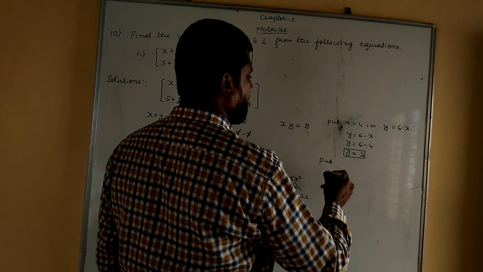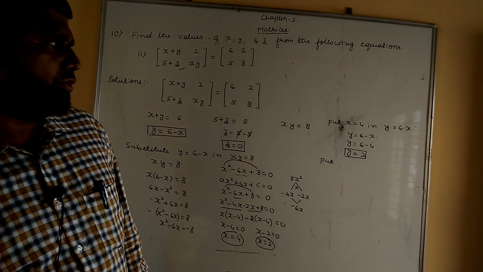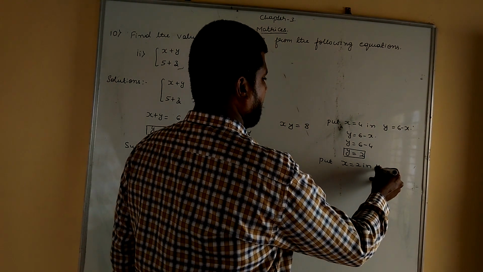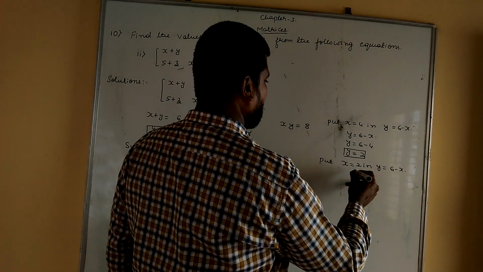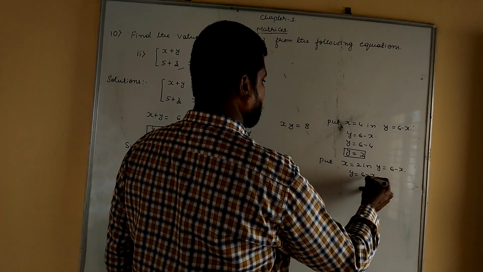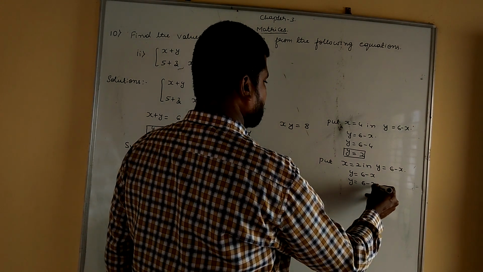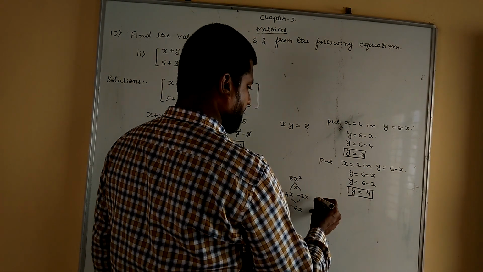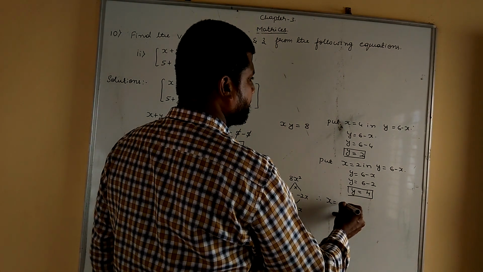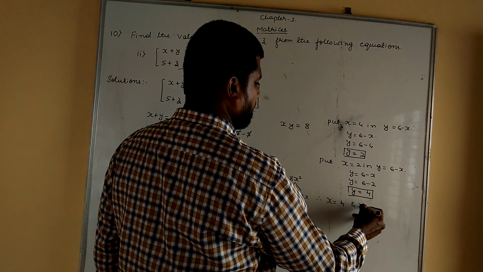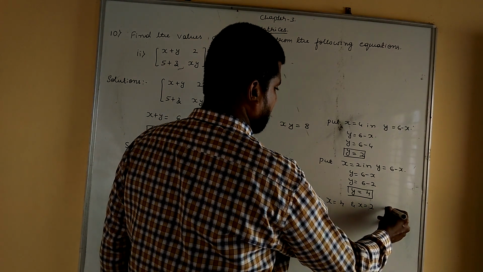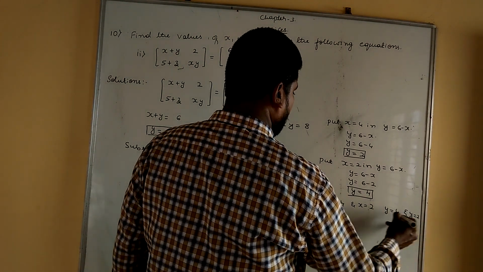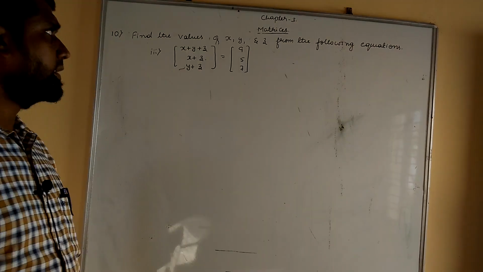Again substitute, put the value of x is equal to 2 in y is equal to 6 minus x. y is equal to 6 minus 2. y is equal to 4. You got the value of y. So therefore x is equal to 4 and x is equal to 2 you got. Then y value is y is equal to 2 and y is equal to 4. Then z value is 0. Let us go for the next problem.